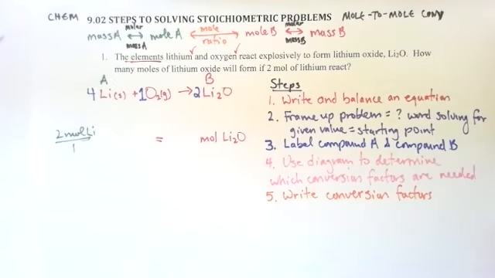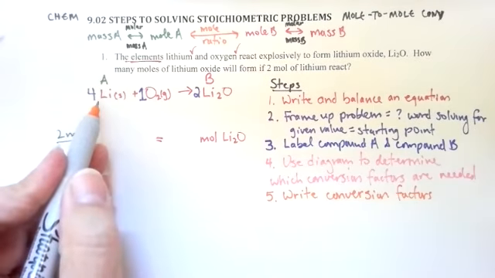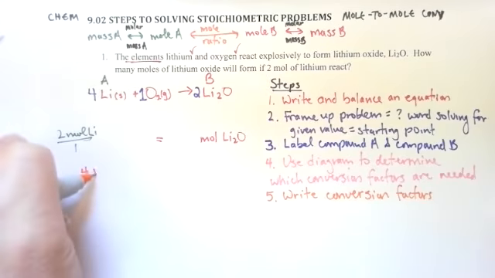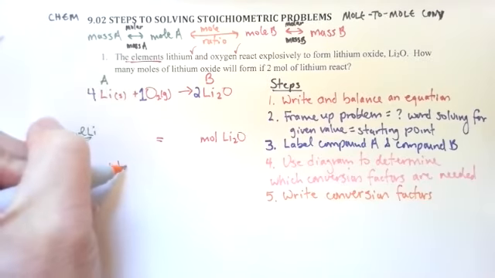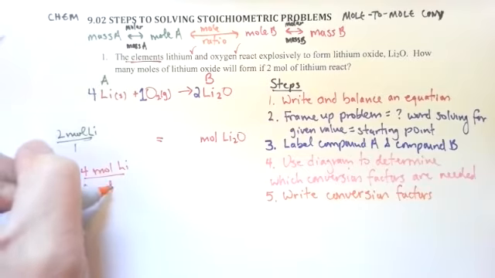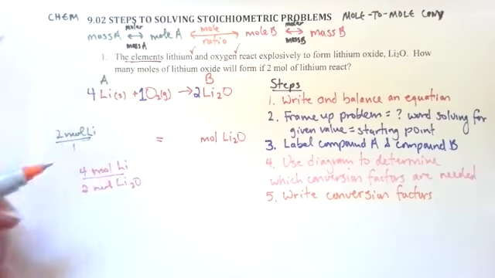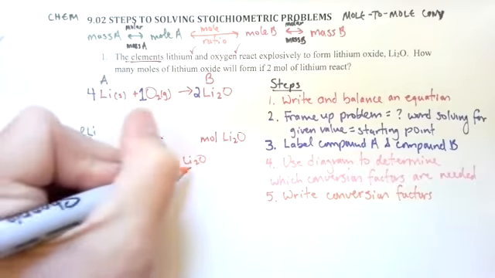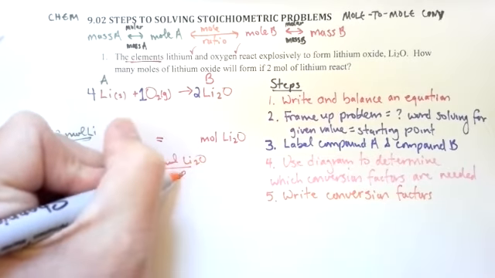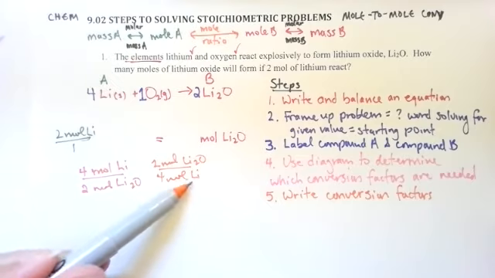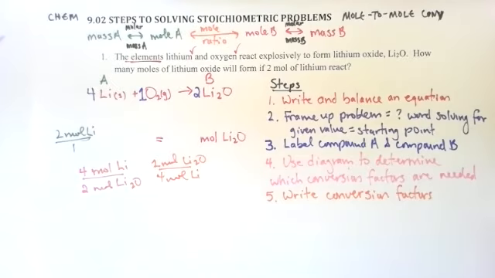The only one I need is mole ratio. The mole ratio of lithium to lithium oxide is 4 moles, remember, it comes from the coefficients, of lithium to 2 moles of lithium oxide, or I could write that as 2 moles of lithium oxide to 4 moles of lithium. And notice I am keeping full labels. Those are going to be helpful later on.